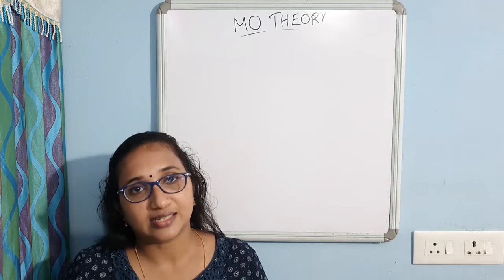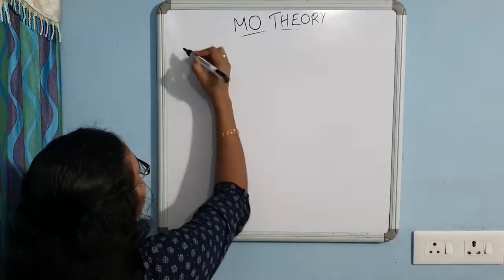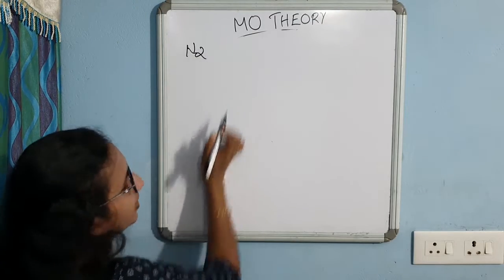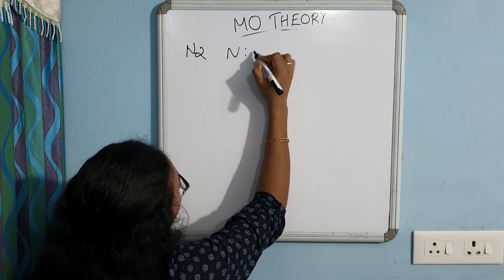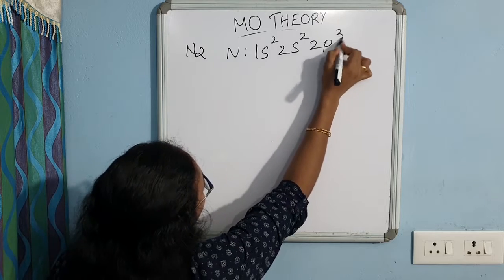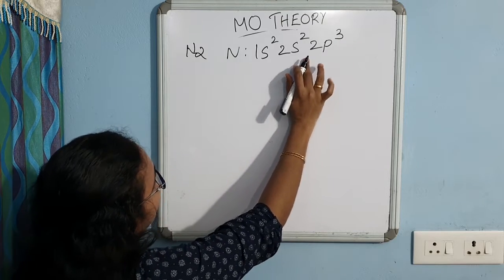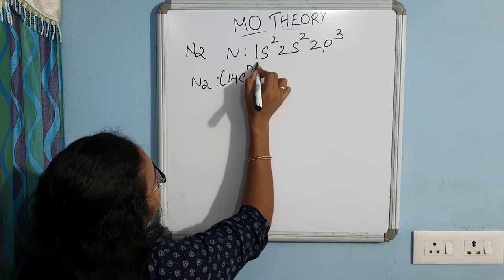Next we can discuss the molecular orbital theory for the nitrogen molecule. We know the nitrogen molecule is a 14 electron system. The nitrogen atom has the configuration 1s2, 2s2, 2p3, a total of 7 electrons in one nitrogen atom. So one nitrogen molecule means there are 14 electrons.